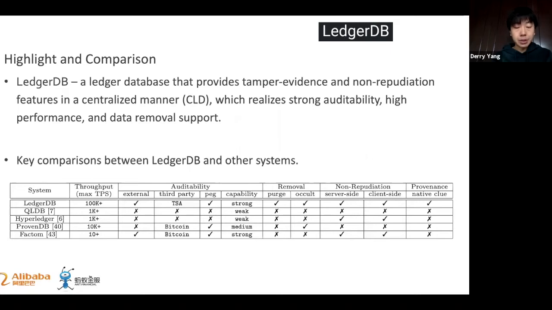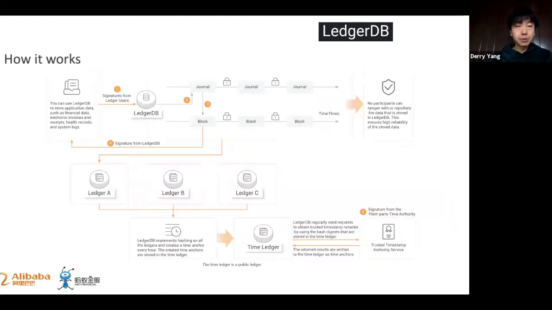After we investigated real-world customer requests, they often want to delete historical data without affecting recent data's integrity checking. This is the motivation of purge. And illegal information should obviously be hidden, which is the motivation for occult. We also support both client and server side non-repudiation and efficient native lineage insertion, retrieval, and verification.